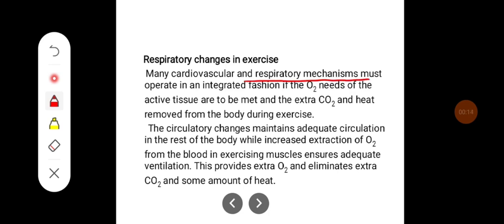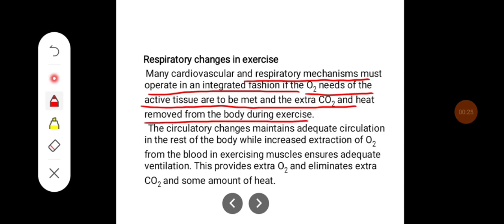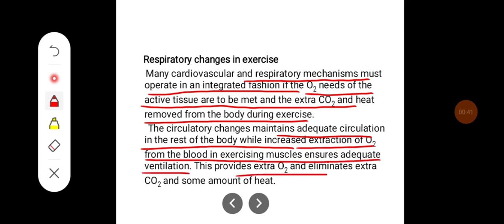Mechanisms must operate in an integrated fashion if oxygen needs of the active tissue are to be met and extra carbon dioxide and heat are removed from the body during exercise. The circulatory changes maintain adequate circulation in the rest of the body, while the increased extraction of oxygen from the blood in exercising muscle ensures adequate ventilation. This provides extra oxygen and eliminates extra carbon dioxide and some amount of heat.